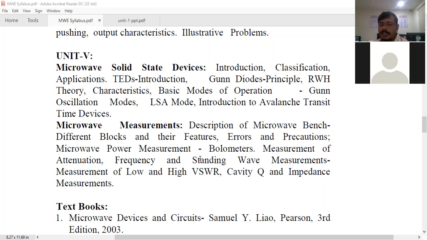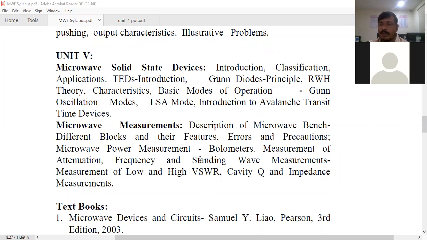From this microwave bench setup, we can go for different measurements. We are going to measure power, that is, the power of the microwave signal. Then attenuation measurement, by using the attenuator. Then frequency measurement, by using the frequency meter, or some other technique you are using to measure.